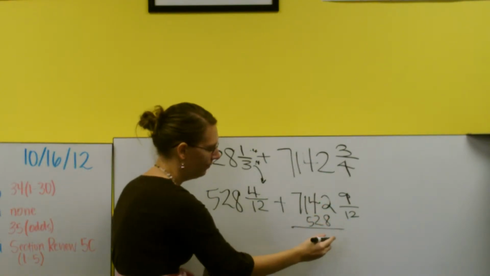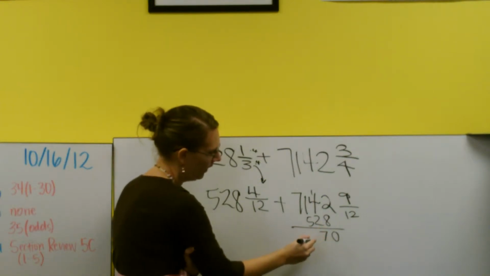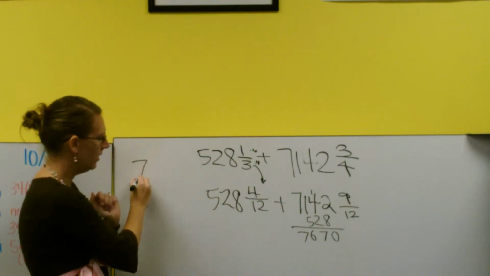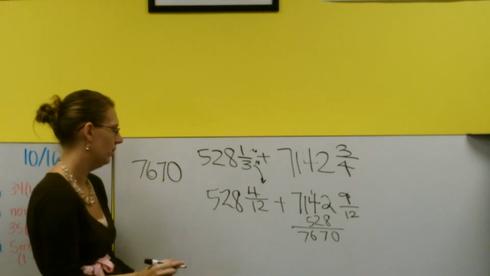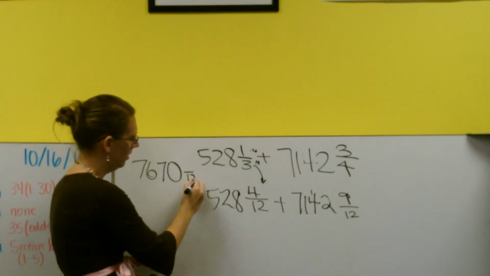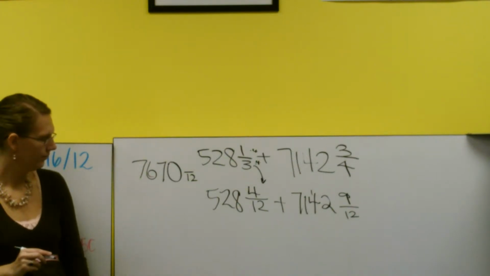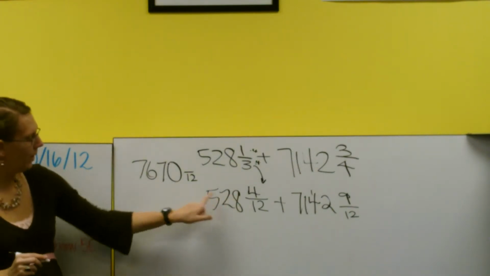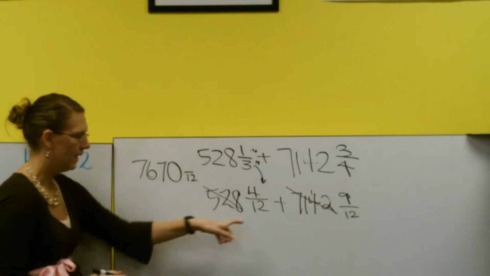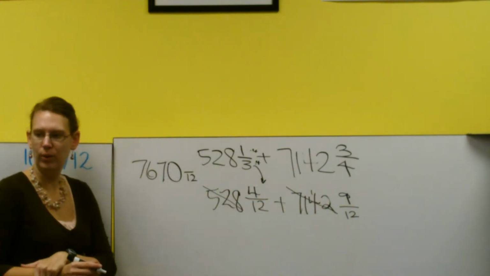2 plus 8, Damon? 4 plus 2 plus 1? 1 plus 5? 7? Okay, so I have 7,670 wholes, plus how many parts of 12, Tamika? How many parts of 12? I added my wholes together, so I took care of this piece and this piece. I have 4 parts of 12, but I also have 9 parts of 12. So how many total parts of 12 do I have?